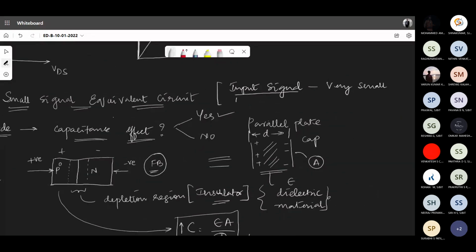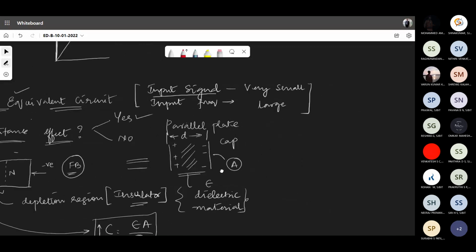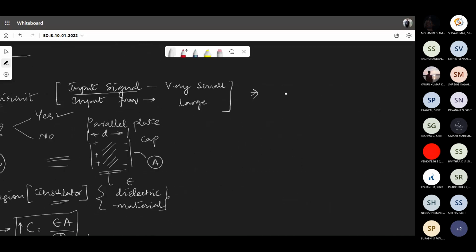And the input frequency is the larger one. So we are considering these two things when I'm writing this small signal equivalent circuit. There are cases where they call the same equivalent circuit a large frequency model, large frequency equivalent circuit. Even this is also correct because the frequency is large, but the signal you're creating is very small. To give you a clear picture of what it means, I'll take the same circuit we wrote earlier.